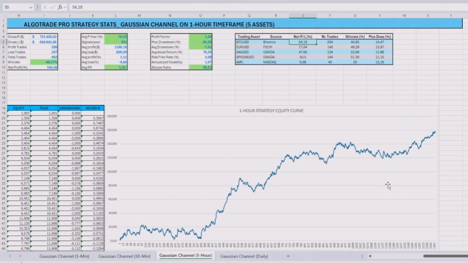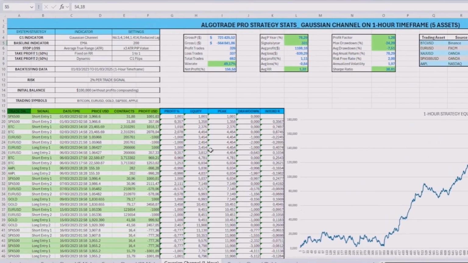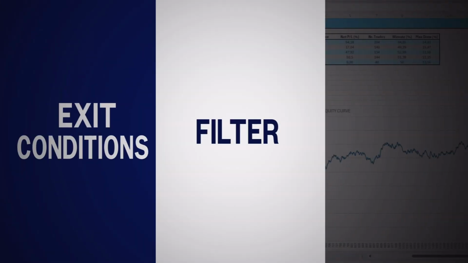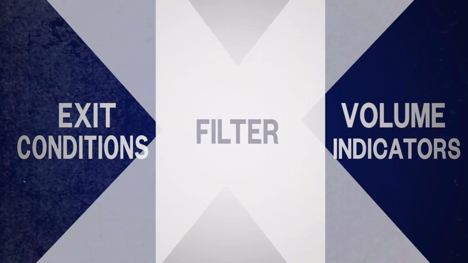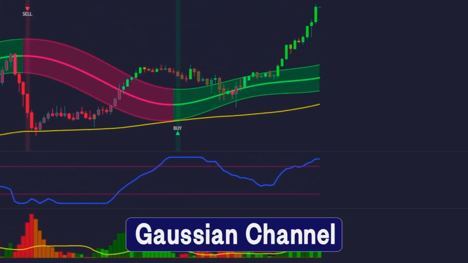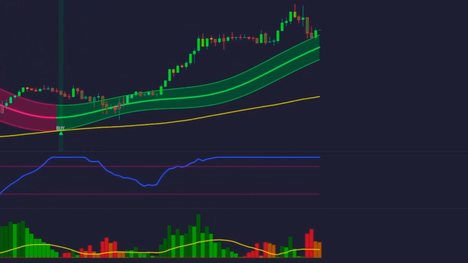And remember, we only used a single indicator and a baseline, meaning there is plenty of room to refine and optimize this strategy by adding filters, exit conditions, and volume indicators. If you'd like to see an optimized strategy using the Gaussian channel, let me know in the comments.